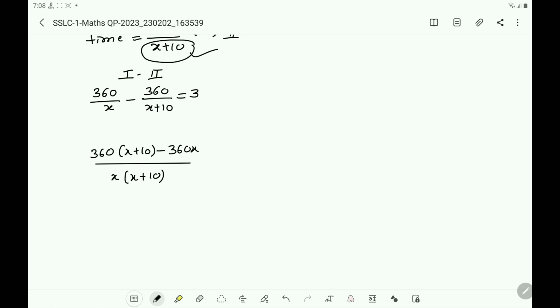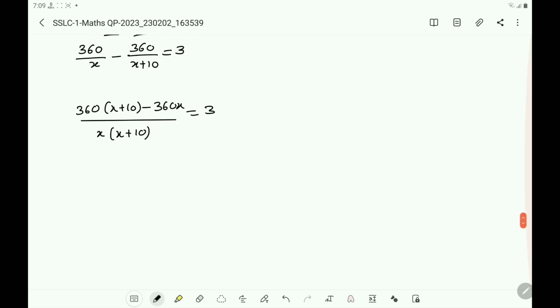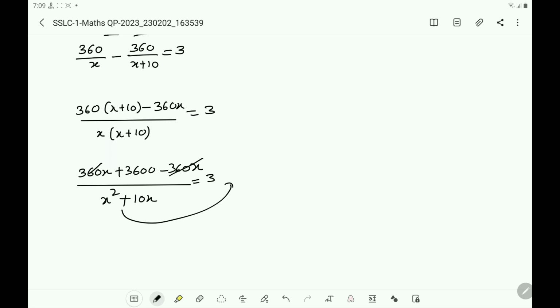It is 360x, which equals 3. Then you write the product of this. That is x into x, x square, plus x into 10, 10x, equals 3. Now here also you multiply 360 into x, 360x. 360 into 10 is 3600 minus 360x. These two cancel. Here you do the cross multiplication.